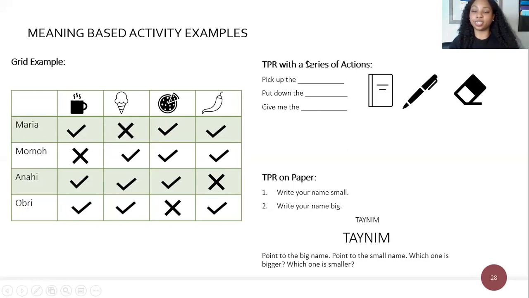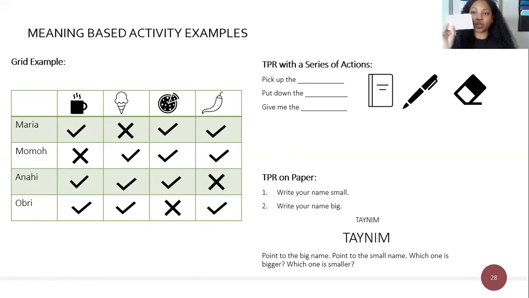TPR is also really, really great for students who are kinesthetic learners. They need to do something to be able to retain information. And you can do TPR with a series of actions. So, pick up the pen, put down the notebook, give me the eraser. Okay. You can also do TPR on paper, which works better virtually.